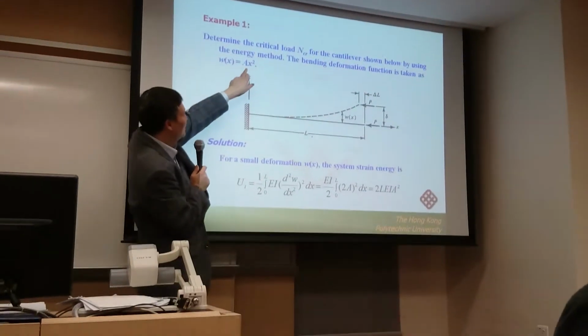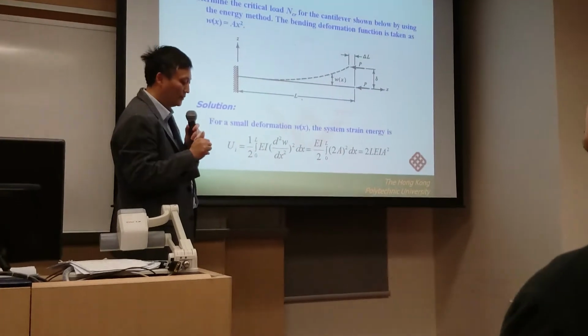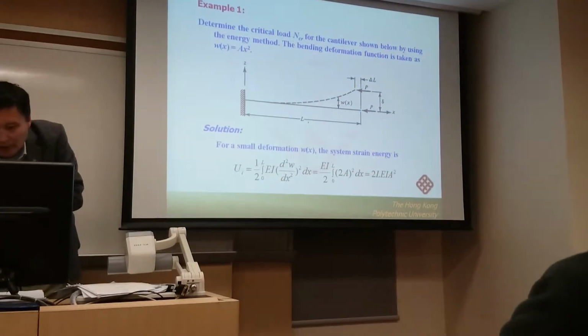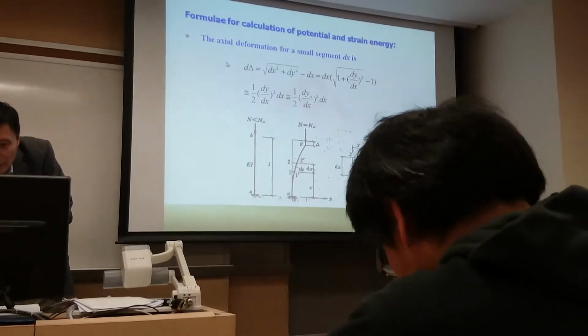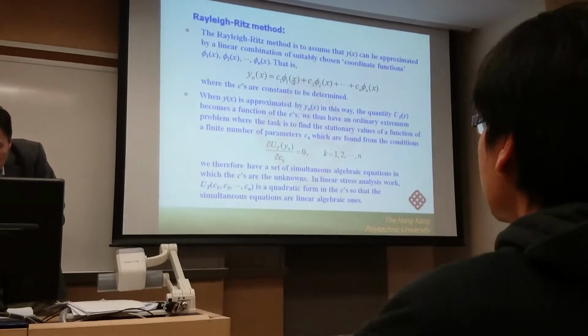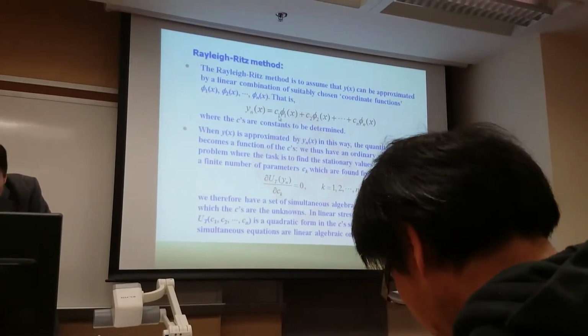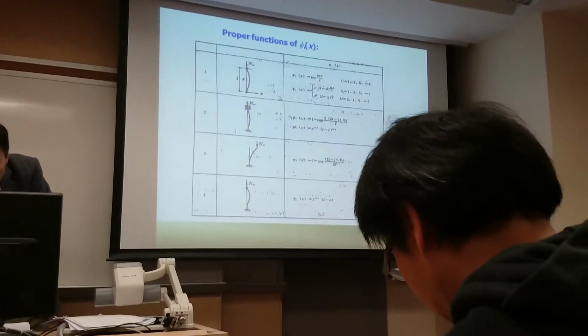Okay, so x squared is phi 1. X squared is phi 1, and A is C1. So if you compare this equation with the previous general equation, phi 1 is equal to x squared, C1 is equal to A. So we only consider one term in this case.